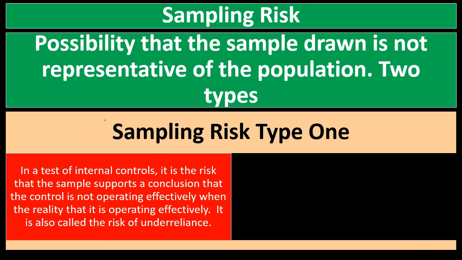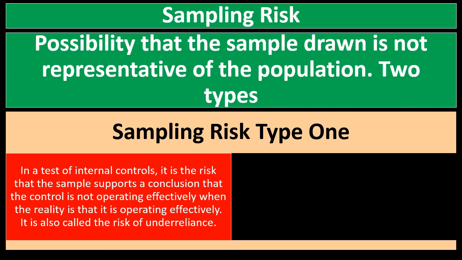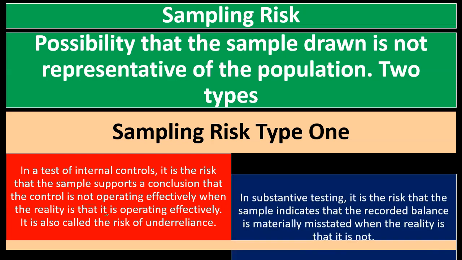So sampling risk has two types. The first type of sampling risk is, in a test of internal controls, the risk that the sample supports a conclusion that the control is not operating effectively when the reality is that it is operating effectively. It is also called the risk of under-reliance. So let's go through that again. In the test of internal controls, it is a risk that the sample we're testing supports a conclusion that the control is not operating effectively. So we're going to say the control is not effective considering the sample, when in reality it is operating effectively, because the sample is not representative of the entire population as a whole. So that's going to be our problem.